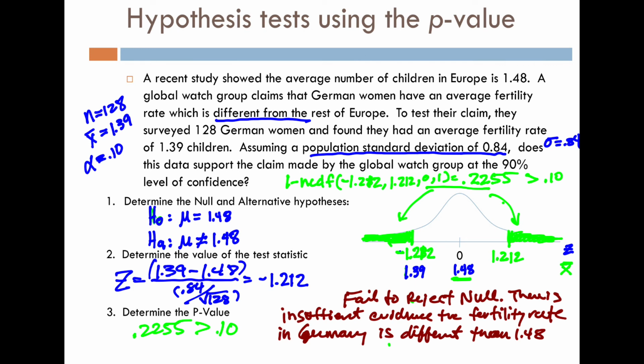We then go on to say, so we either reject or fail to reject the null. We say there is insufficient evidence. So now we always talk about the evidence, right? The evidence either supports or does not support the alternative. In this case, it's insufficient evidence that the fertility rate in Germany is different than the rest of Europe, which is 1.48. And that is our conclusion, not only of this particular test, but this video lecture.